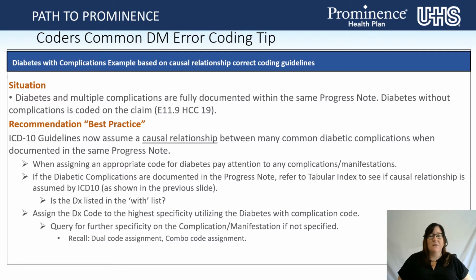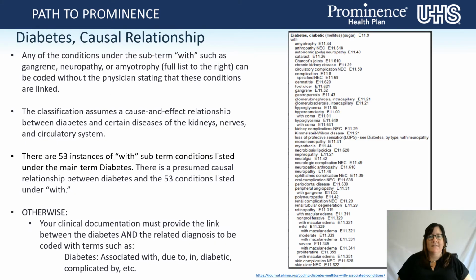If it's unclear, be sure to query for further specificity on the complication or the manifestation if it's not specified, so that you can add both diagnoses if required, or add that one combo diagnosis to include both the diabetes and the complication. Here to the right is an all-inclusive list of the diabetes and those subtermed under with. Any of the conditions under the subterm with, such as gangrene, neuropathy, the full list here to the right, can be coded without the physician stating that these conditions are linked.